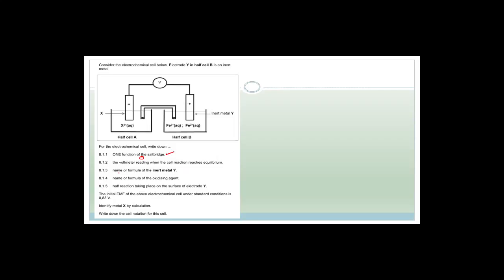Now it says give a name or formula of the inert metal Y. Okay, so it says consider the electrochemical cell below. Electrode Y in the half cell is an inert metal. It's a metal that doesn't participate in the reaction, so it could be platinum, for example. That would be a good example of a metal that does not participate in reactions.